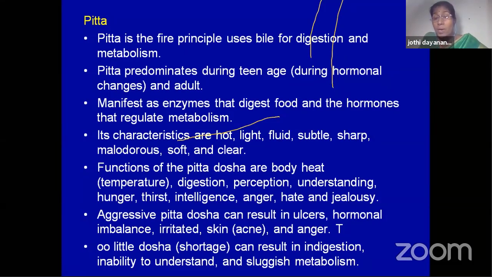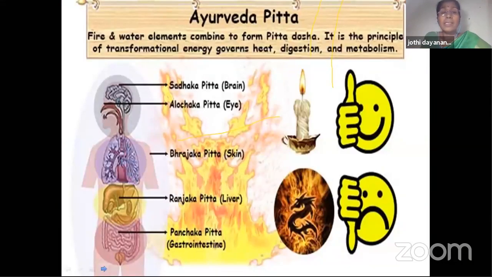So that is why we say that oil should be there in every food for the food to get absorbed by the body and to get digested. It also leads to inability to understand and sluggishness in the metabolism. So if you take only plain rice without any oil, it will not get digested. Later on, I'll speak to you about it in my other slides, right?